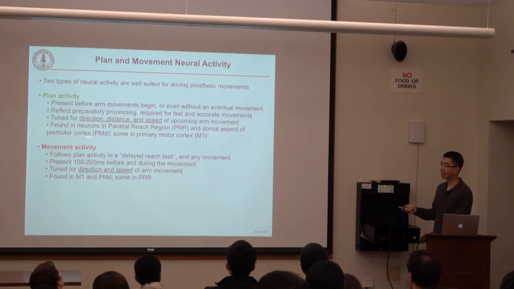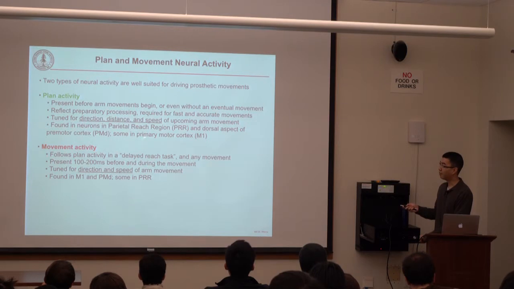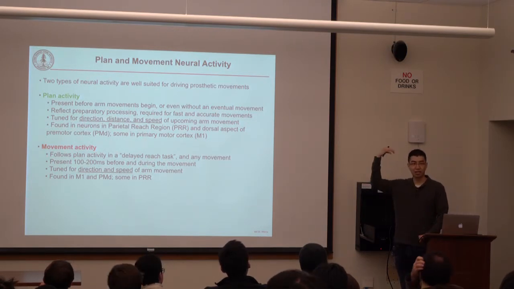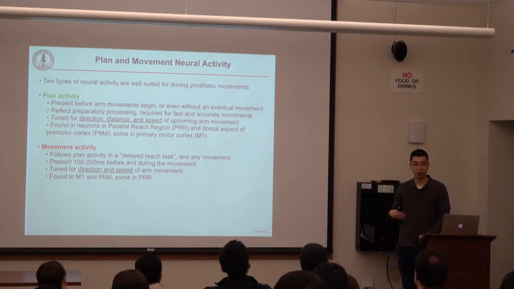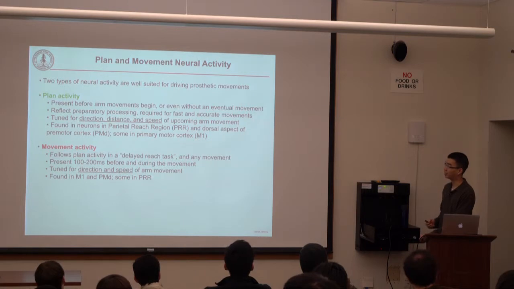Premotor cortex has a lot of this planning activity. So when you want to plan a reach, you'll see neurons in premotor cortex start to fire a lot. And primary motor cortex is the part of the brain that actually sends axons down the spinal cord and hits your muscles. Primary motor cortex has more true movement activity, but there is some plan activity in primary motor cortex.